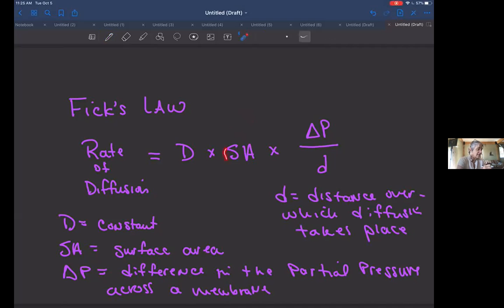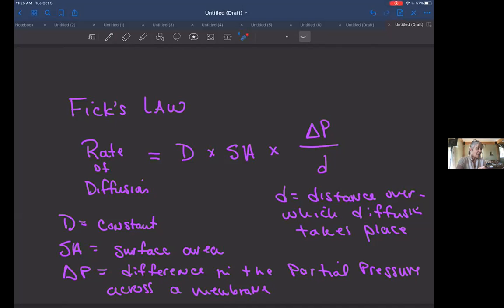If my surface area decreases, perhaps because I have illness in my lungs, I have lung cancer, or I have emphysema, which is the collapsing of the alveoli, then my surface area is going to decrease.